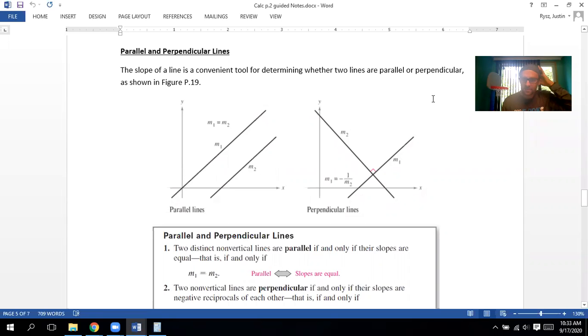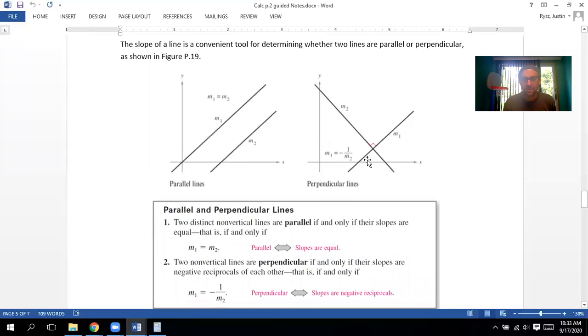Pre-Calculus 2. So this section is going to be pretty short and simple because we're just looking at parallel and perpendicular lines. The slope of the line is a convenient tool for determining whether two lines are parallel or perpendicular. Parallel lines go in the same direction because their slopes are the same. Perpendicular lines cross and intersect each other at a 90-degree angle because their slopes are opposite reciprocals. Hopefully you remember that means you flip and switch them. So if one slope is 2/3, the other slope is going to be the flip of that, 3/2, but also negative 3/2.